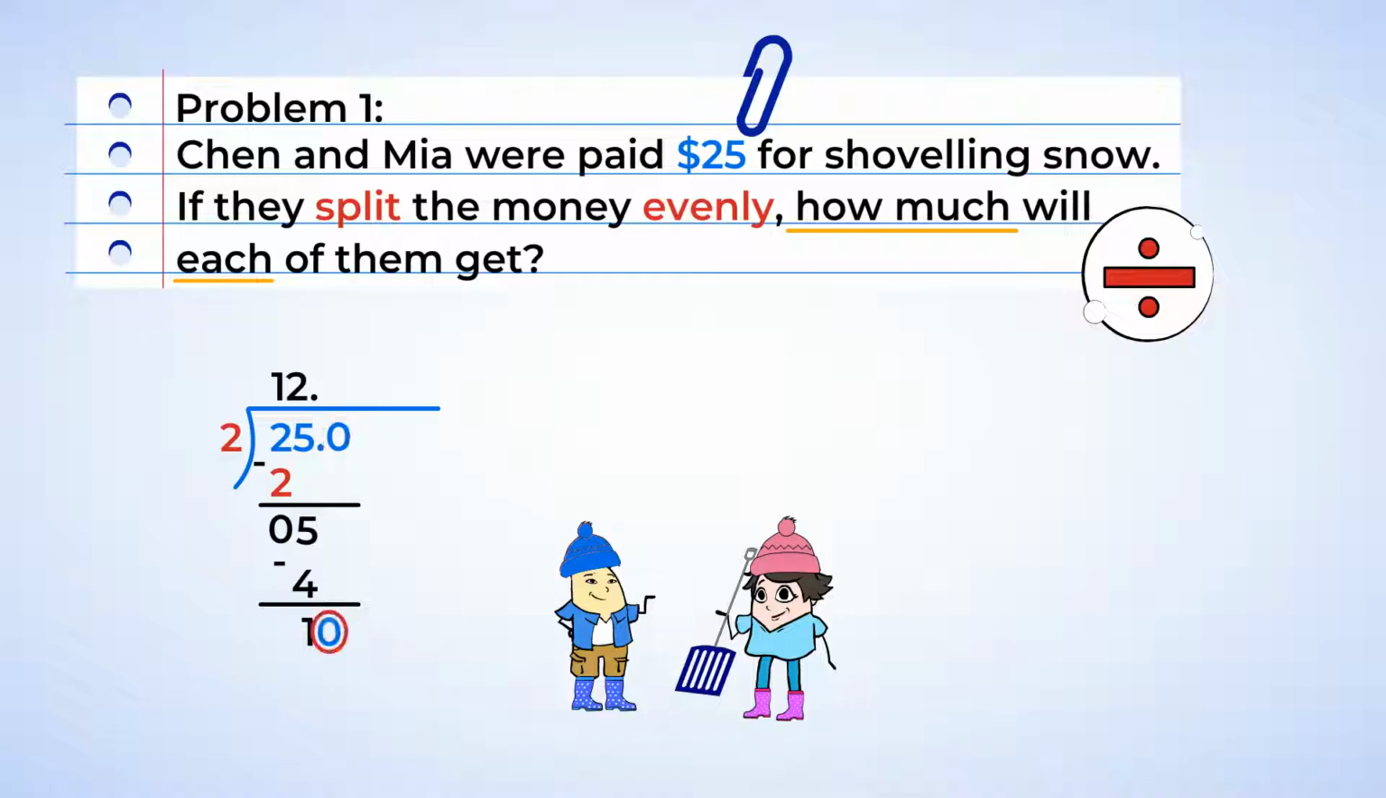Bring down the 0, and there are 5 groups of 2 in 10. So we place the 5 in the tenths place. 5 times 2 is 10. Subtract and we get 0, and fantastic! Chen and Mia will each get $12.50. Well-deserved money for all that hard work.